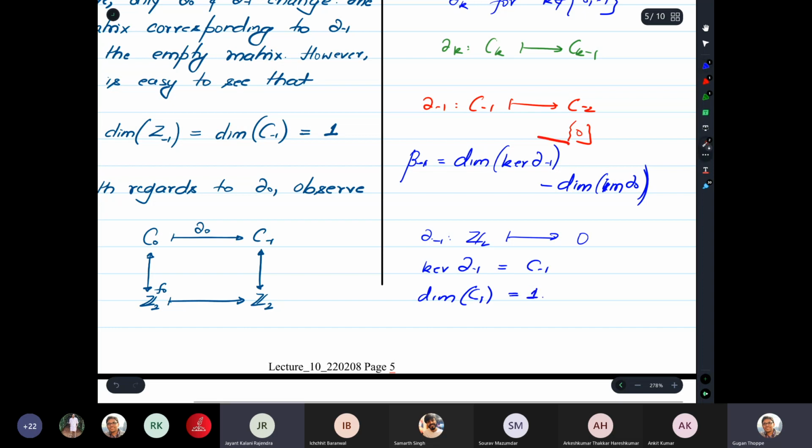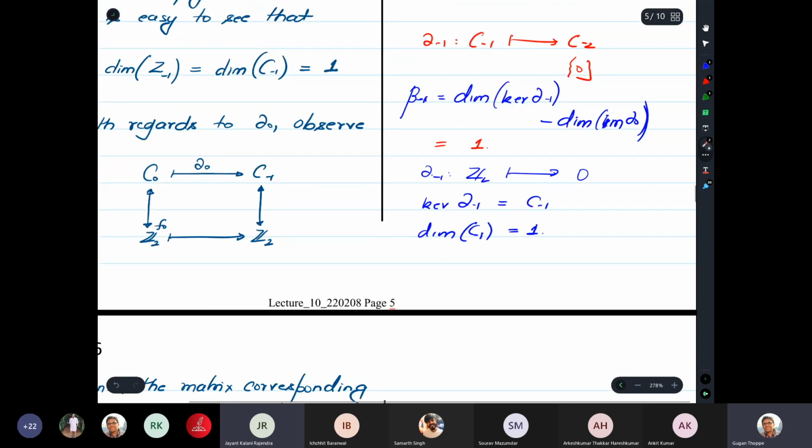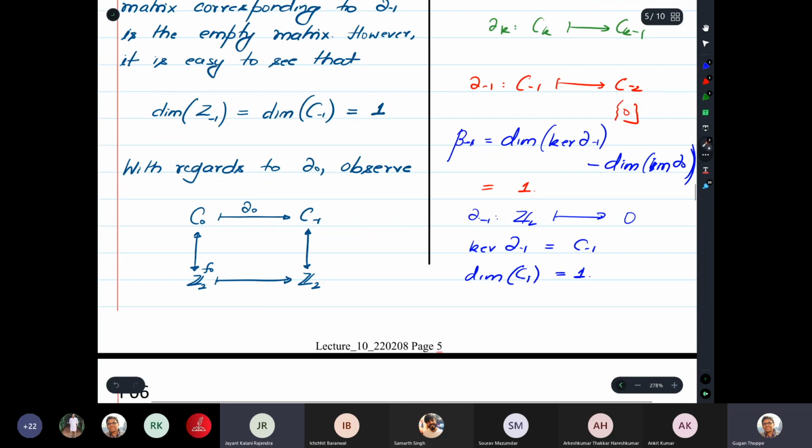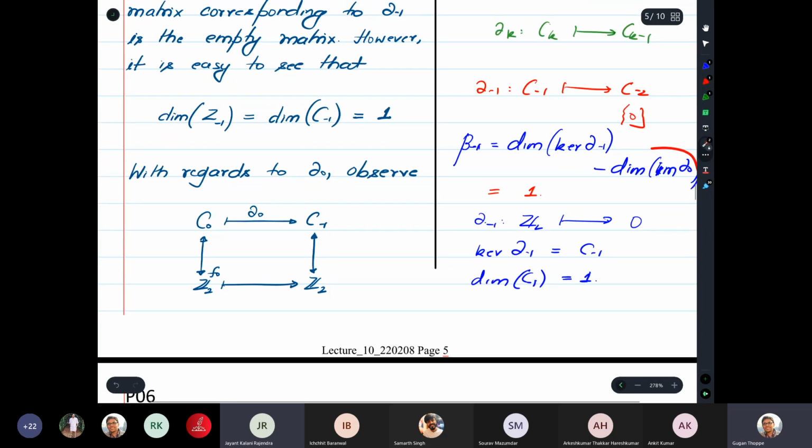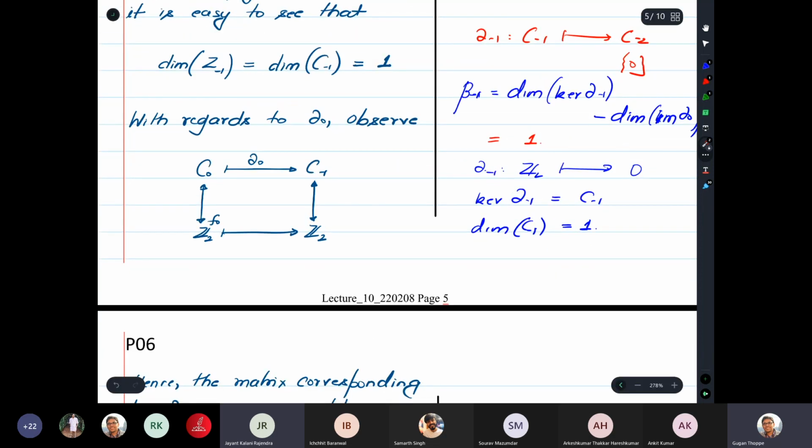So this part we can figure out from the definition of the kernel of ∂_{-1}: it is 1. Now we need to figure out the dimension of the image of ∂_0. In the usual homology case, ∂_0 was this empty matrix. However, in the reduced homology case, ∂_0 will not be an empty matrix, so we will have to figure out what this matrix is. Again, we follow the same philosophy. ∂_0 is an operator from C_0 to C_{-1}.